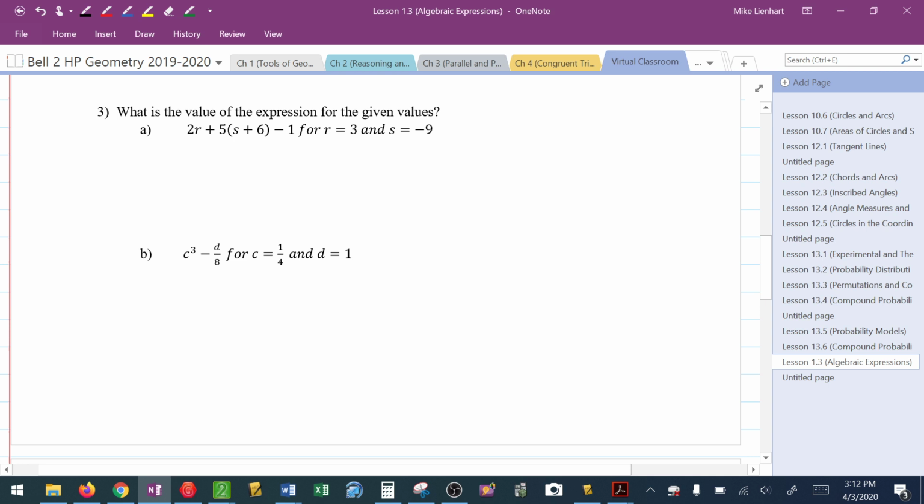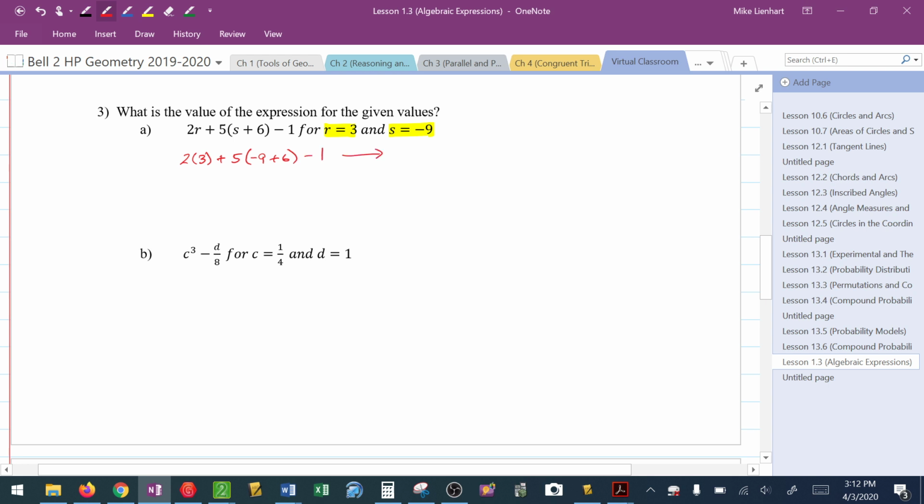All right, the third thing that we got to be able to do here is evaluate. Now, this evaluate is the plugging and chugging that we were talking about. They give us the value of a couple of variables, and what I want to do with those values is substitute them in to the given expression. So I have 2 times 3 plus 5 times s, which is -9, plus 6, minus 1.